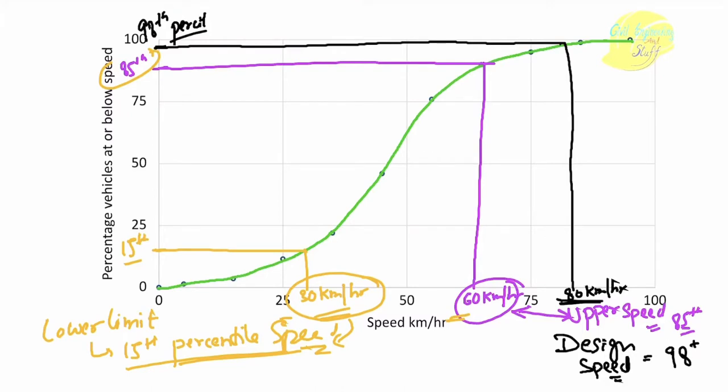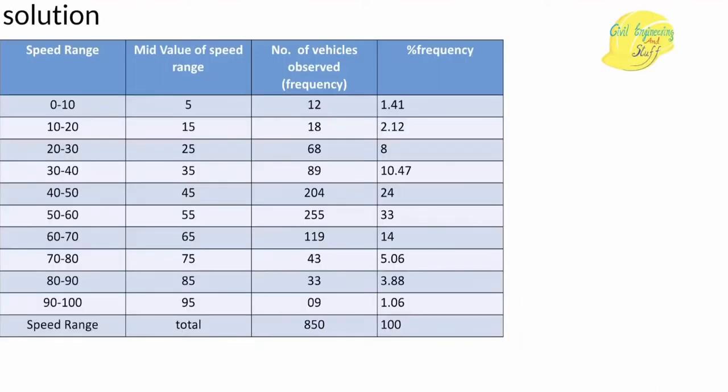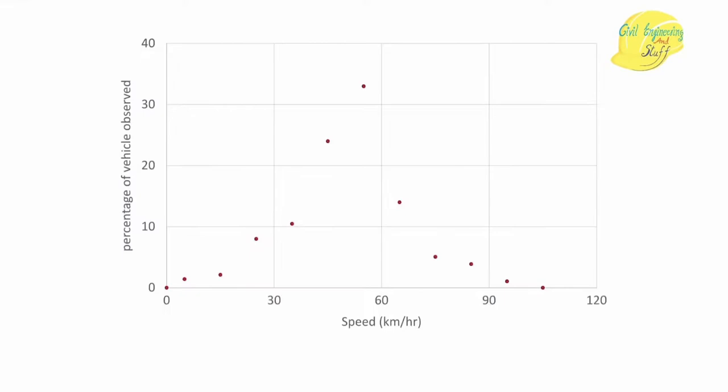Now let us attempt the same question through a different method, that is, to find out the most preferred speed. We have discussed that to find the most preferred speed, we use the modal average. So here, instead of percentage cumulative, we'll just find out the frequency of the vehicles. We have already discussed how this frequency is found, and we plot these in the graph, and by plotting, the graph comes out something like this.